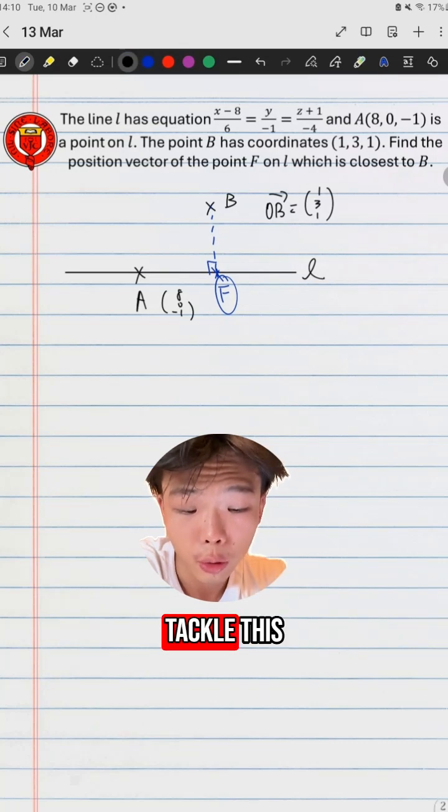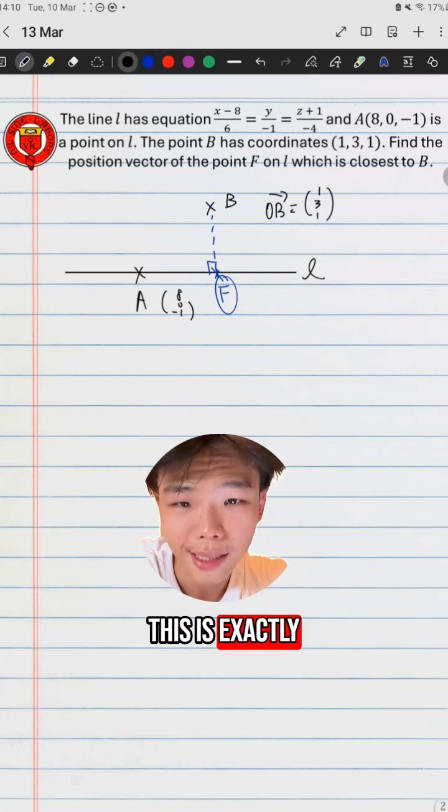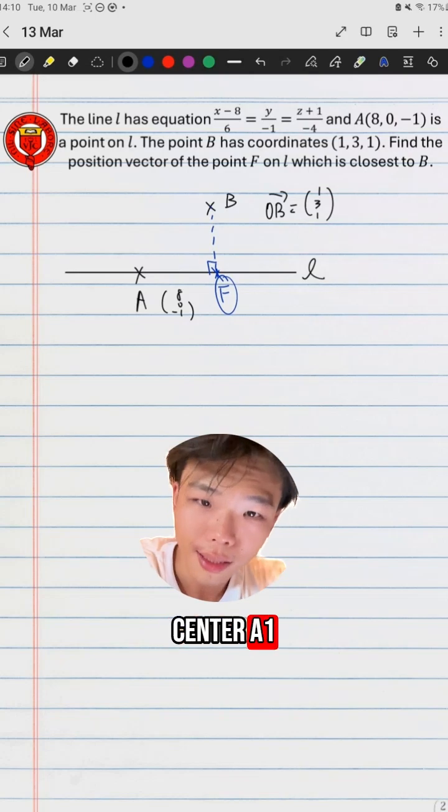So how can we actually tackle this question in the least number of steps? This is exactly what I teach my students at my Math Tuition Center, A1 Math Academy.